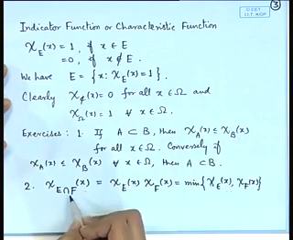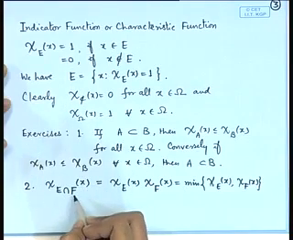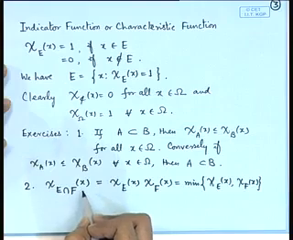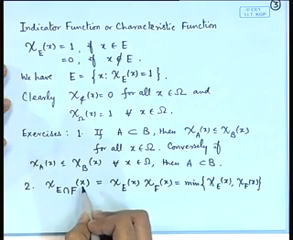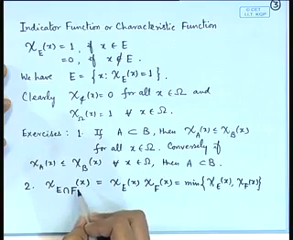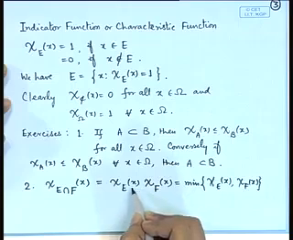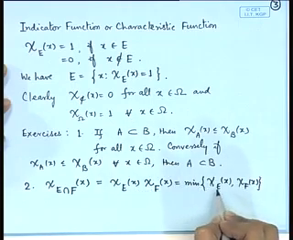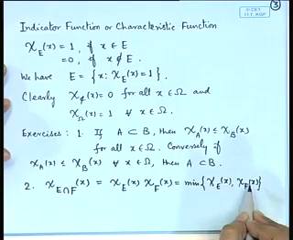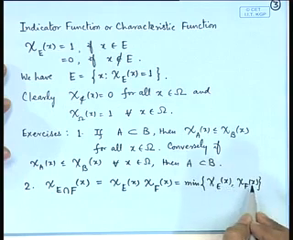For example, chi of E intersection F x is equal to 1 if x belongs to both E and F, and 0 otherwise. That means it is going to be equal to 1 only if chi E x and chi F x both are 1, and in every other case it is going to be 0. So, that means it is equal to the product. In a similar way, the minimum of chi E x and chi F x is going to be 1 only if both chi E x and chi F x are 1. That means chi E intersection F x is equal to 1.